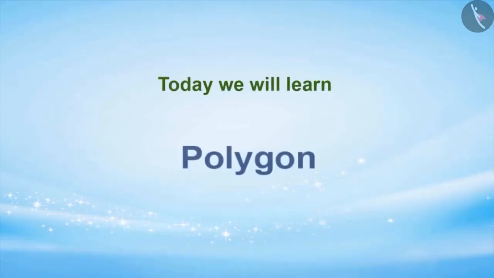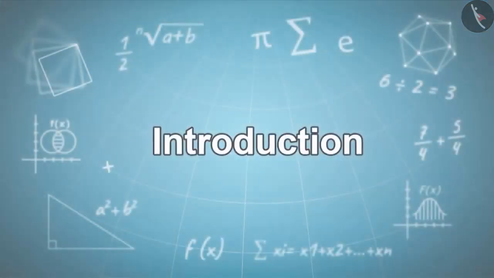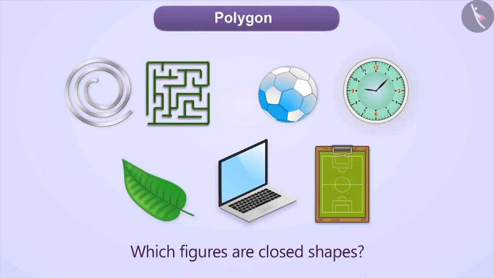Today, we're going to learn about polygons. We see a variety of shapes around us. Some of these are represented here. Can you tell me which of these figures are closed figures? Think a little.